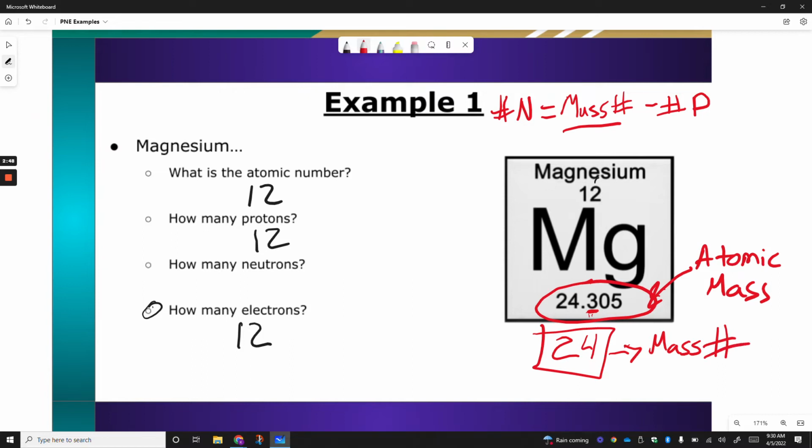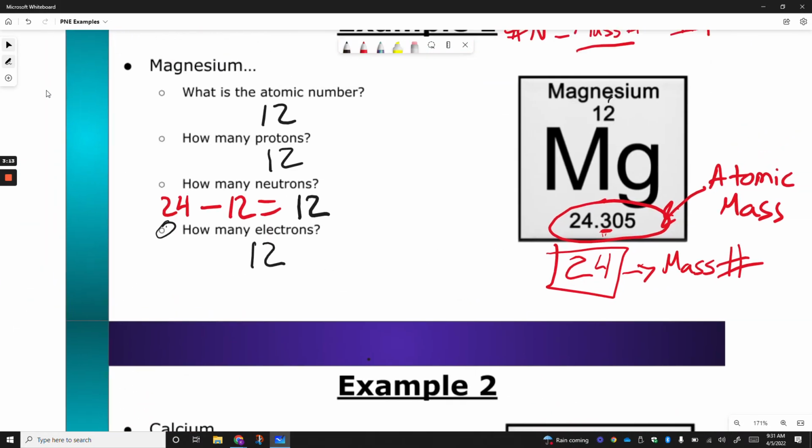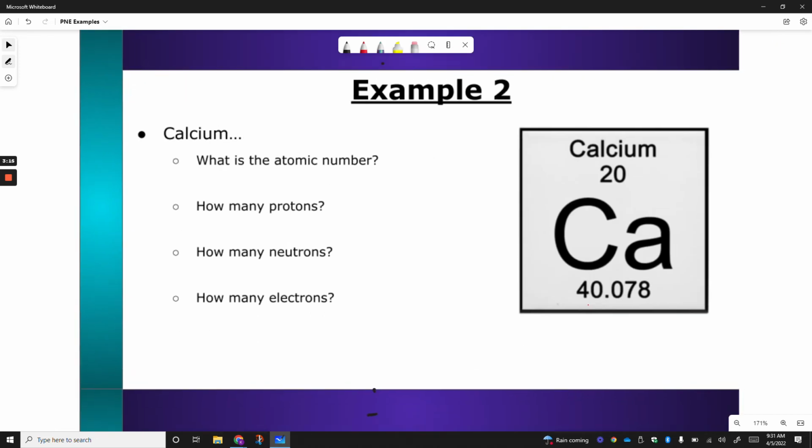So now I've got my mass number, 24, and I subtract my number of protons, which is 12. 24 minus 12 is going to give me 12 neutrons. Hopefully that made sense. If not, go back, rewind, take a look at maybe what you need a little bit of help to remember. On to number 2.